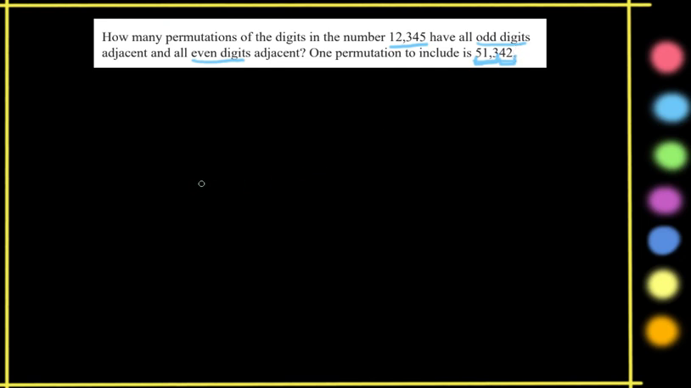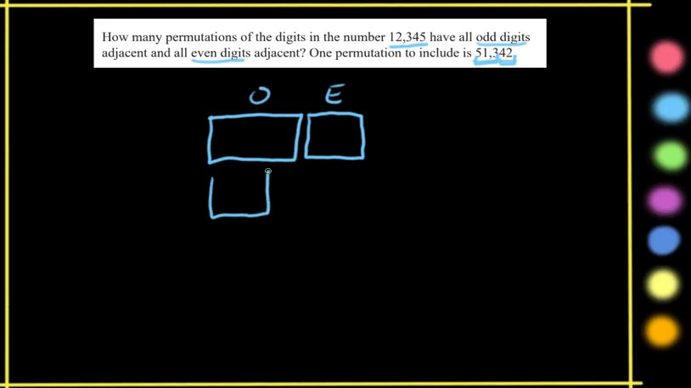Okay, so how are we going to do this? First of all, we have to realize that the odds going together and the evens going together means you can either have the odds first and then the evens, or you can have the evens first, the 2 evens, and then the 3 odds afterwards. So that's 2 different possibilities.